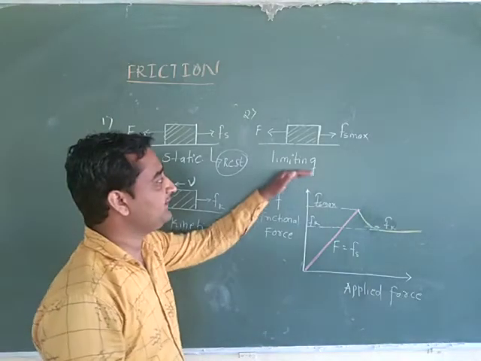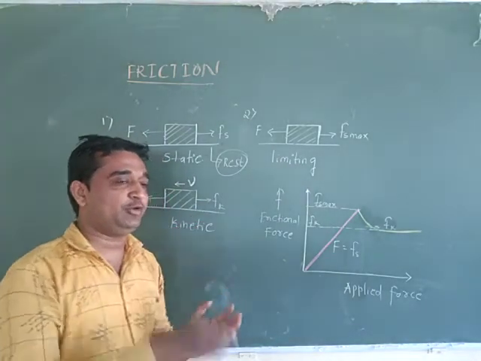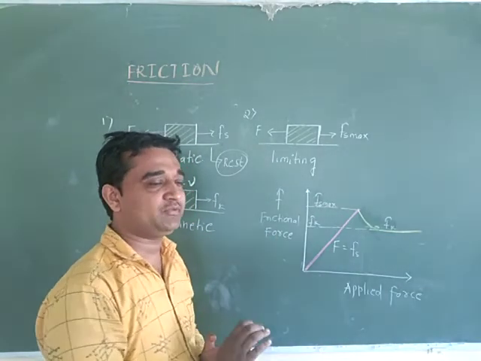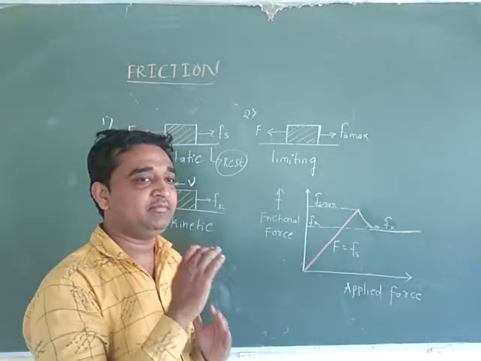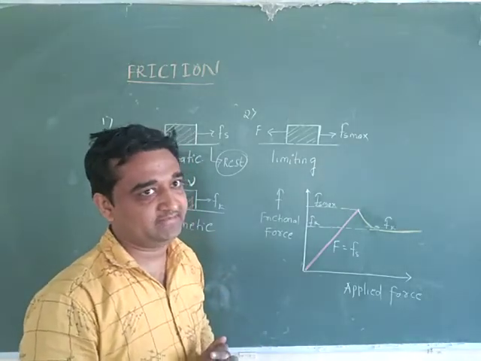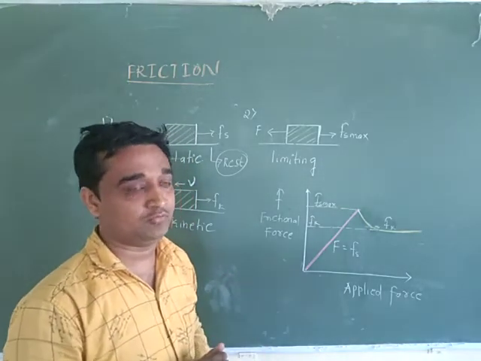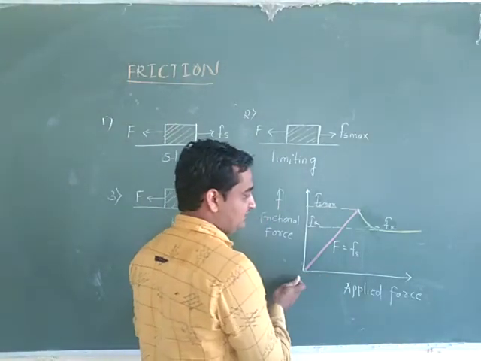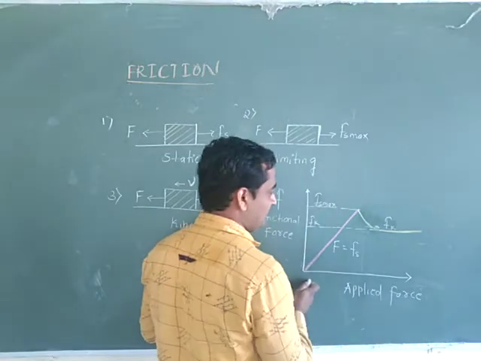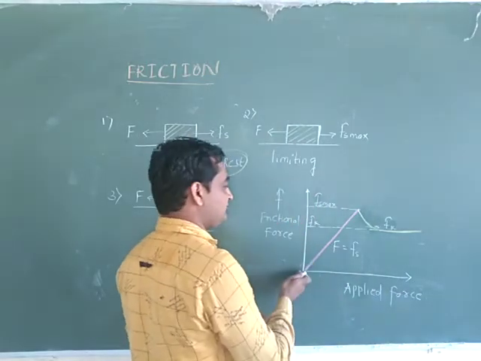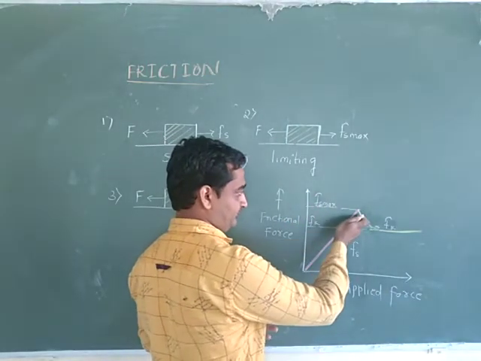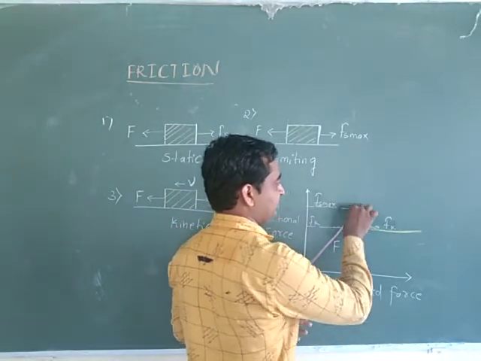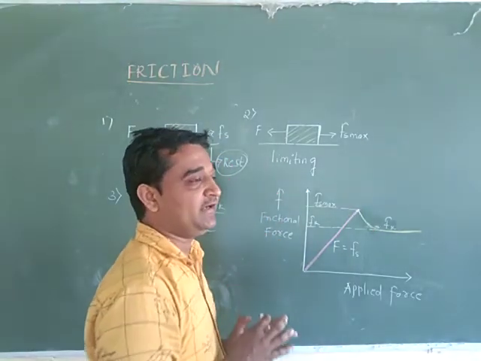And what is meant by limiting friction? Now we start to move the body, right? After we apply force, the body does not move immediately. A certain maximum applied force is required. After that the body starts to move, right? As this graph shows, as the applied force increases, the frictional force also goes on increasing, right?